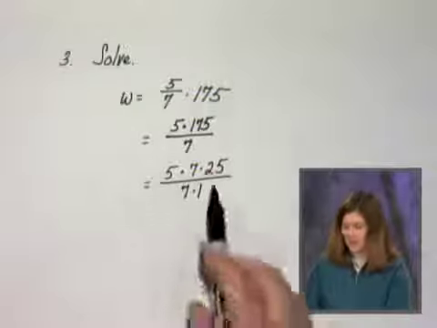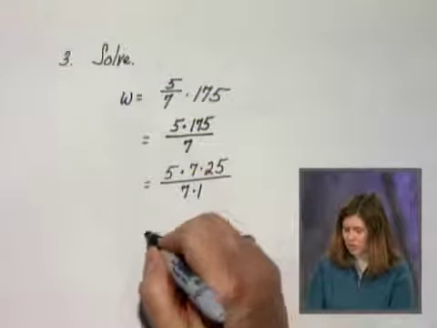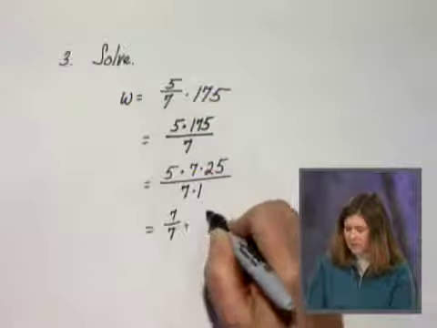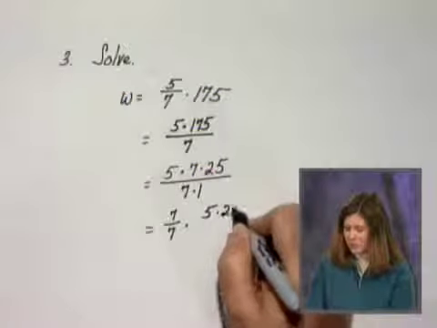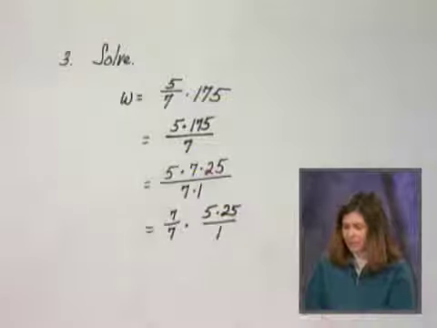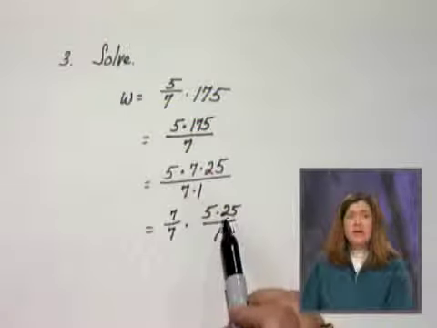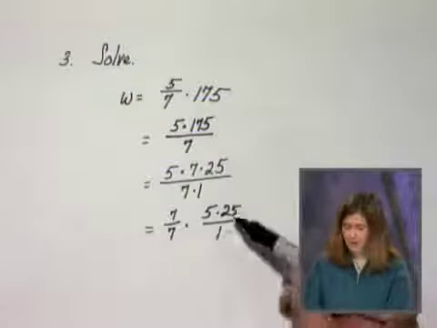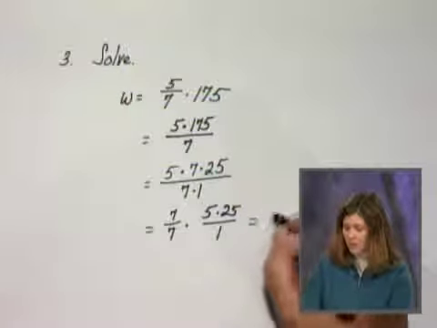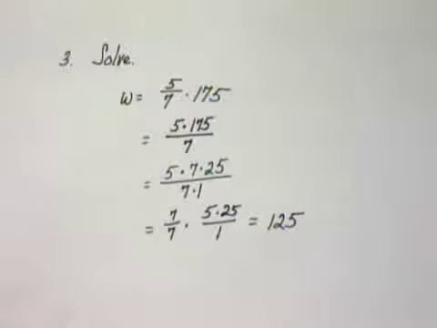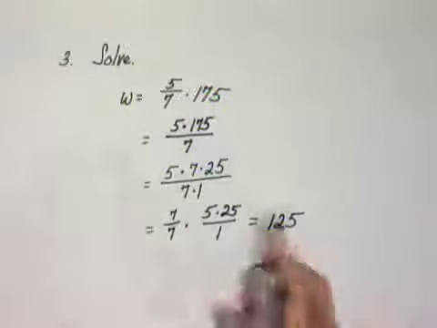This allows us to factor this as two fractions, 7/7 times 5 times 25 over 1. 7/7 is 1. 5 times 25 is 125. 125 over 1 would be 125. So we have a possible answer of Monroe's weight being 125 pounds.